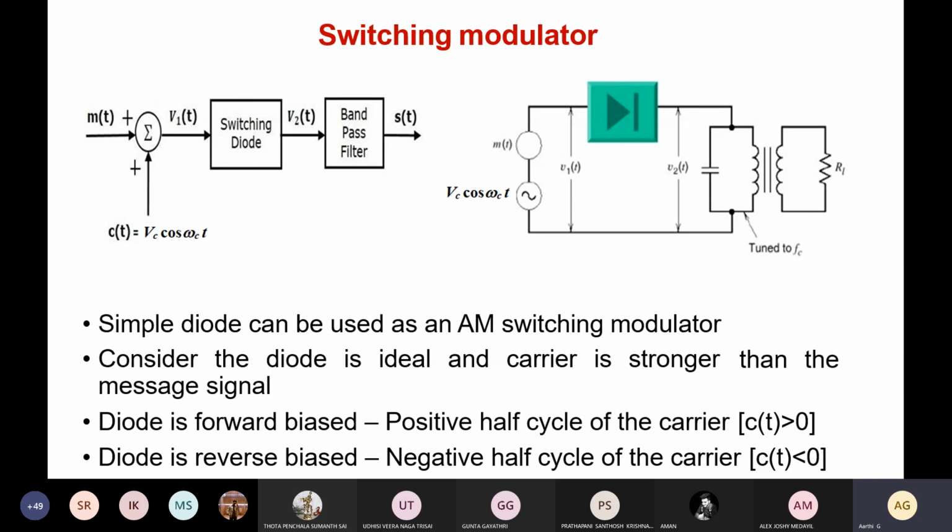Based on that, we are going to multiply a rectangular pulse with this V1 of t. When V1 of t is multiplied with a rectangular pulse, the diode operation is going to be satisfied. It is going to work as a switch. So when we multiply V1 of t with a pulse operation, we obtain V2 of t. And again, this is going to be passed to a filter. Finally, we get the output after the filtering based on the bandwidth of the filter.